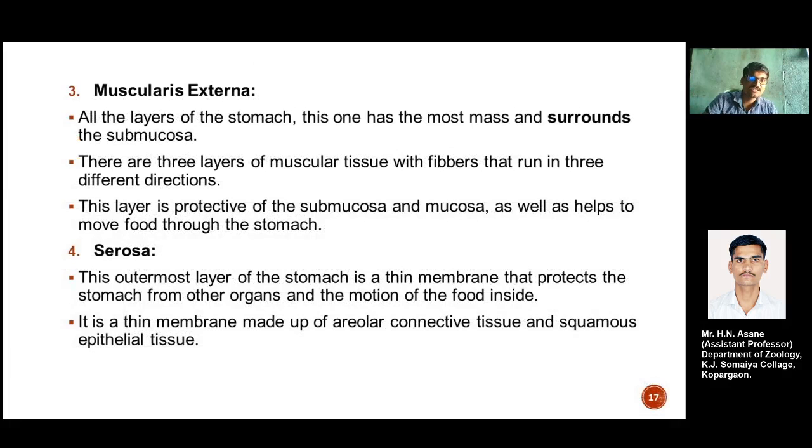As you can see, the third layer is the muscularis externa. This muscularis externa is the layer of the stomach that has the most mass and surrounds the submucosa. There are three layers of muscularis tissue with fibers that run in three different directions. This layer protects the submucosa and mucosa, as well as helping to move food through the stomach.